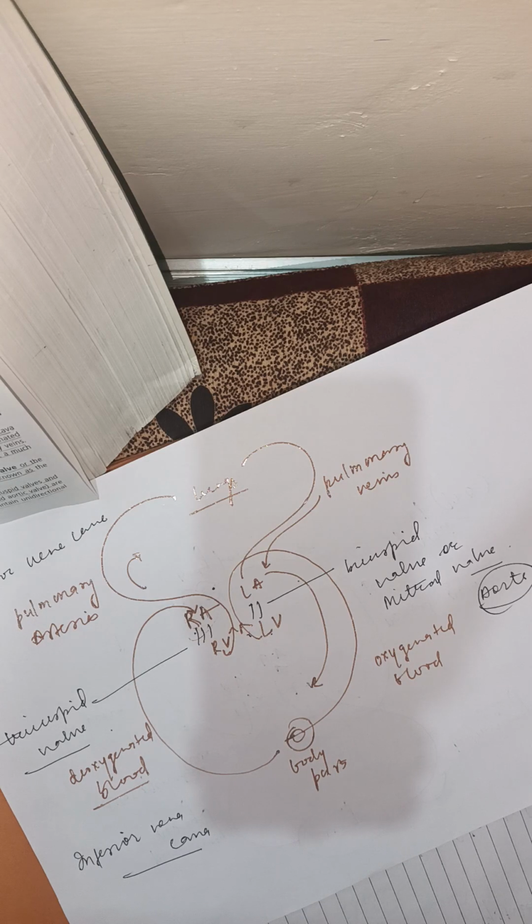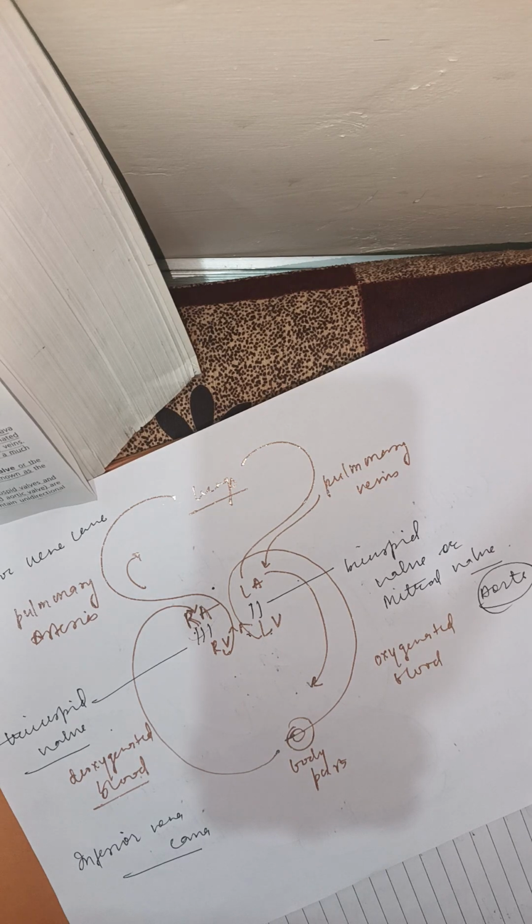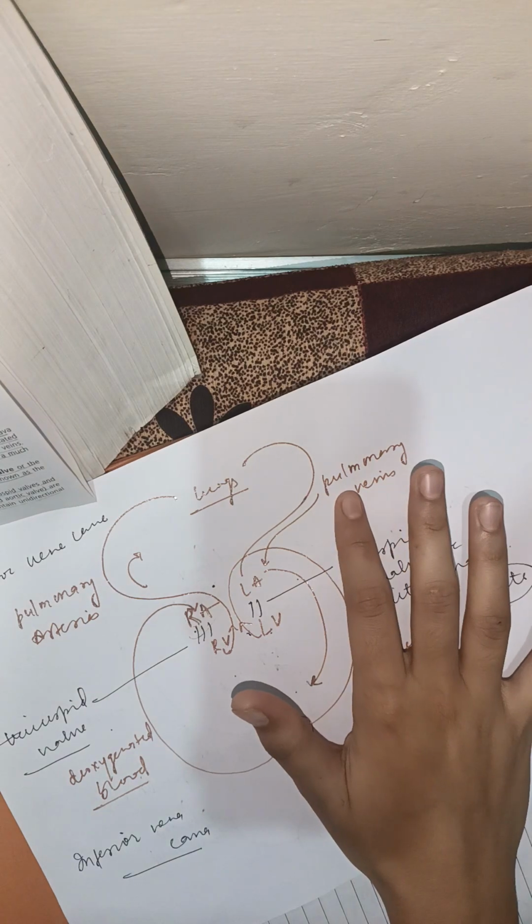The right atrium receives two large veins, which are superior vena cava and inferior vena cava. The superior brings deoxygenated blood from the head and upper region, and the inferior brings deoxygenated blood from the lower region of the body. The left atrium receives oxygenated blood from the lungs via pulmonary veins.